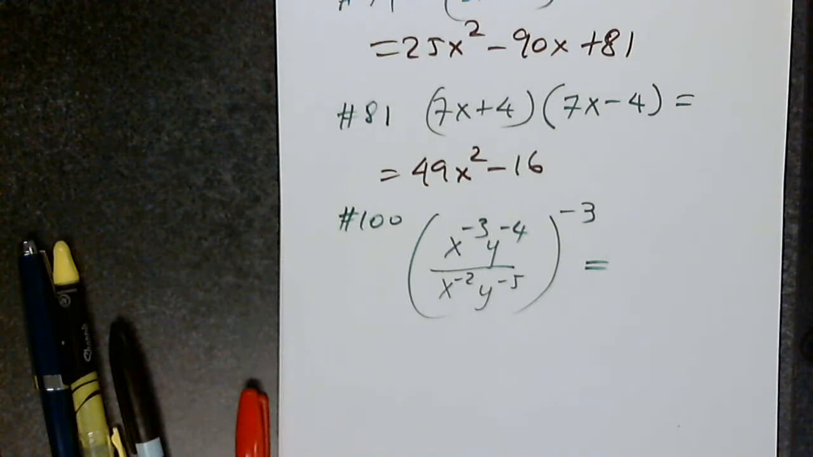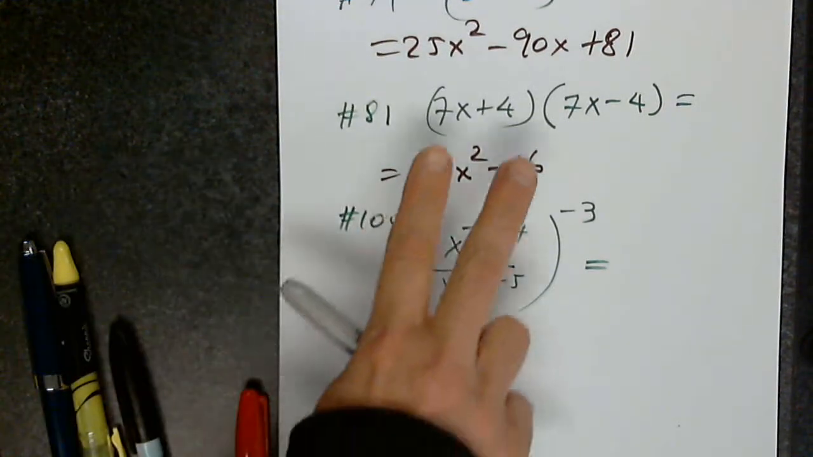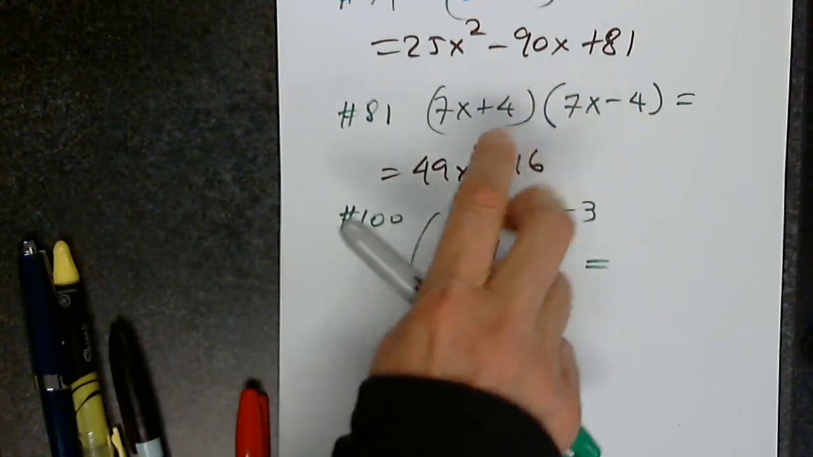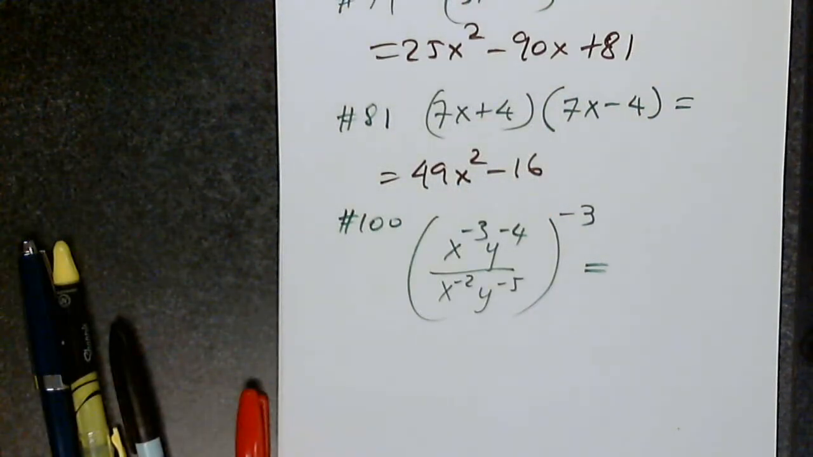81, is that the no FOIL? That is the special product, the difference of squares. A plus b times a minus b is a squared minus b squared. Okay, problem 100.